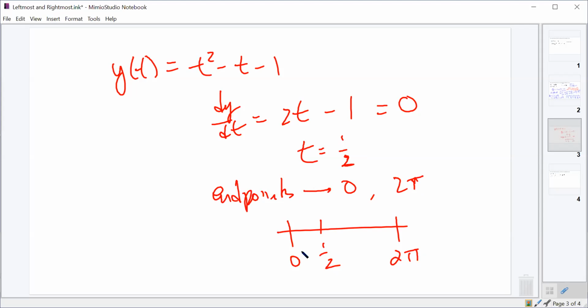If I plug in something between 0 and a half, like a quarter, I get a negative. So my y values are decreasing as I go from 0 to a half. And then between a half and 2 pi, like let's say 1, then they're positive. So then those values are increasing. So it looks like my lowest point should be at 1/2.